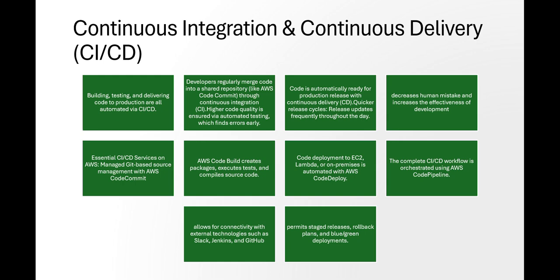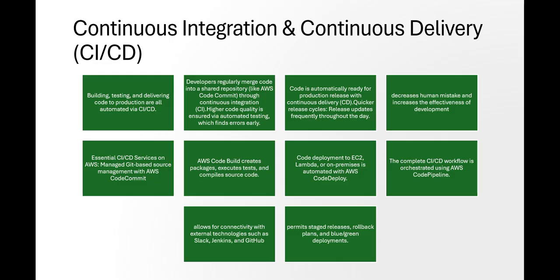Developers regularly merge code into shared repositories like AWS CodeCommit through continuous integration. Higher code quality is ensured via automatic testing, which finds errors early. Code is automatically ready for production release with continuous delivery, with quicker release cycles, frequent throughout the day, decreasing human mistakes and increasing the effectiveness of development.